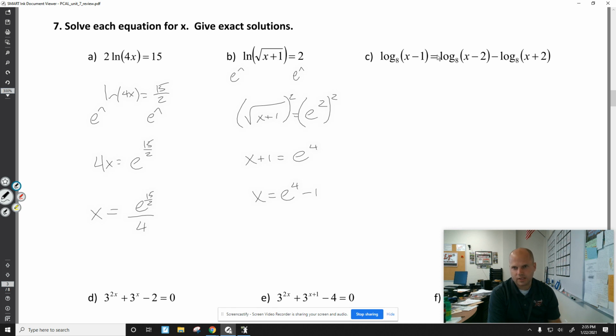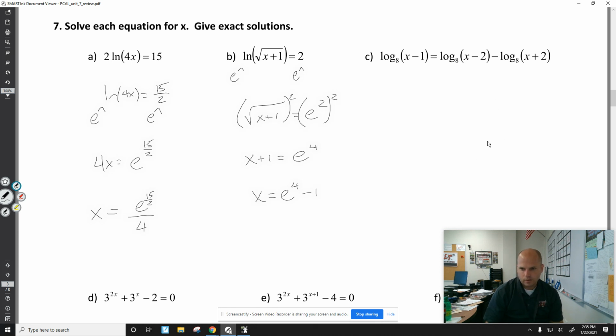Didn't see much like this in a while. A lot of us may think, oh, log base 8, log base 8, log base 8, 8 to the power on everything. No, you can't do that because of the subtraction. If you do 8 to the power of both sides, it's not just x minus 2 minus x plus 2. That's not right. You have to combine things. So it's just 1 log base 8.